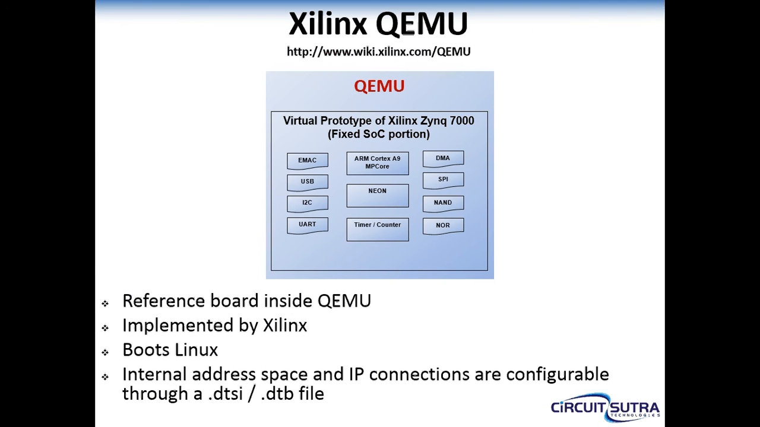As we know, Xilinx Zynq 7000 is an FPGA SoC which has a fixed SoC with specific IP and CPU, and it also has a configurable FPGA in which users can implement their own design IPs. This reference board inside Qemu represents the virtual model of the fixed SoC portion of Xilinx. More details can be found in the URL given in this slide.